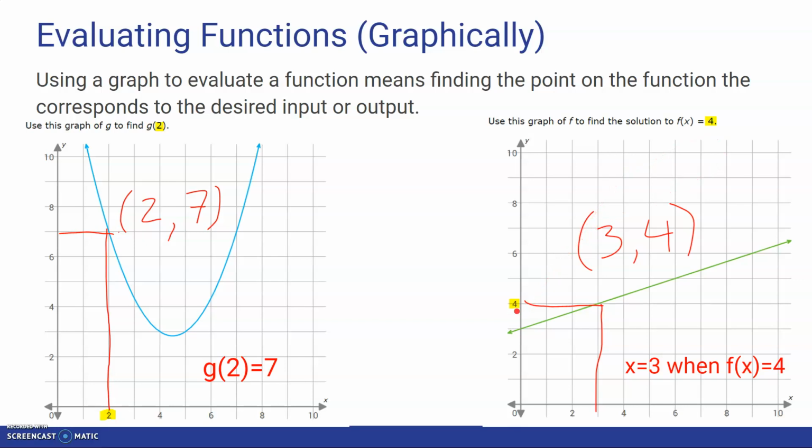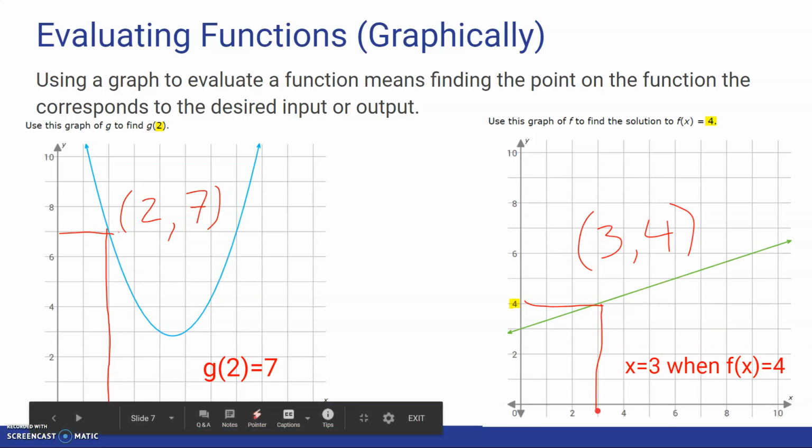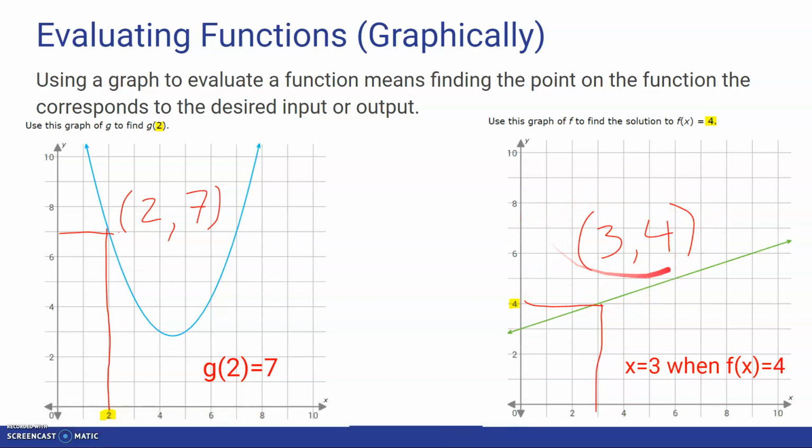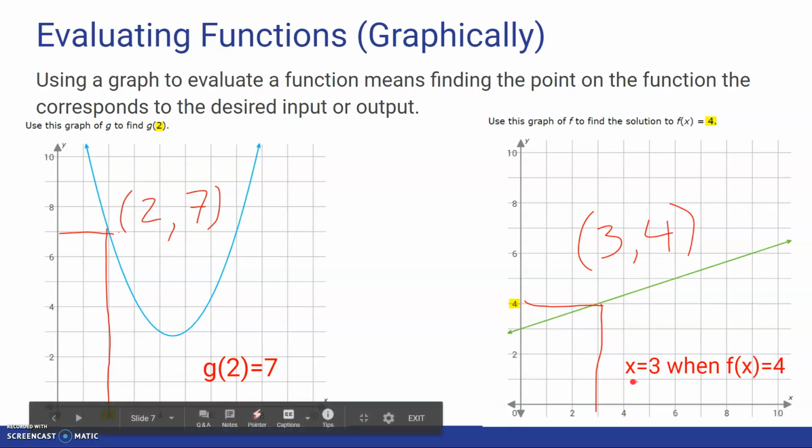I went to my 4, this time on the y-axis, and I just traced the horizontal line in this case until I hit my graph. Once I hit my graph, I saw where I was on the x-axis and wrote down that point. I was at point 3, 4. So, for the output of 4, I need an input of 3. Or in other words, x equals 3 when f of x equals 4.